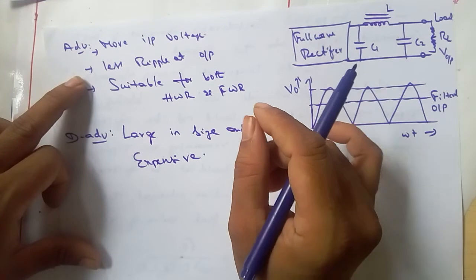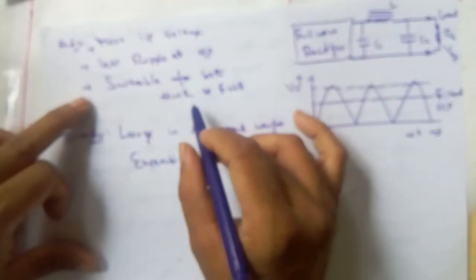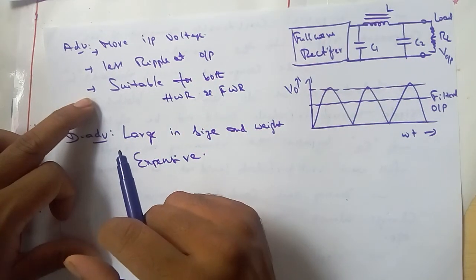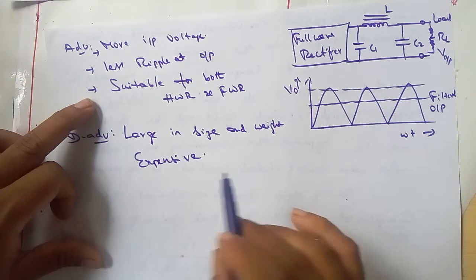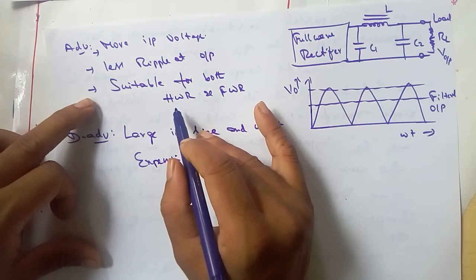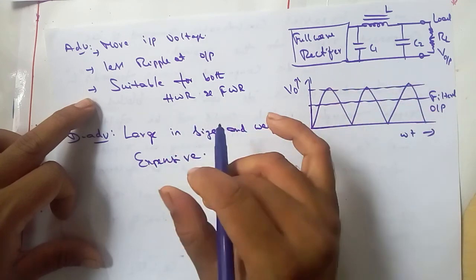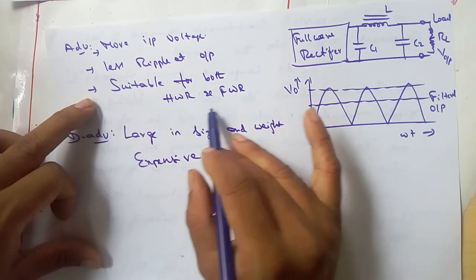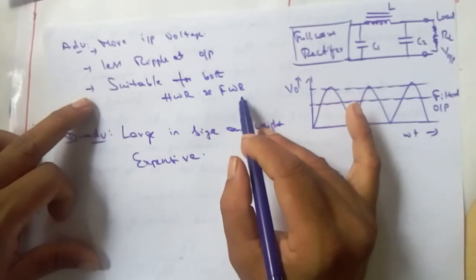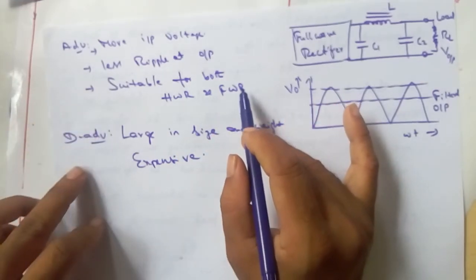Next, it is suitable for both half wave rectifier and full wave rectifier. But the previous one, the L section filter, is not suitable for half wave rectifiers. We are avoiding that by using the pi section filter. So it is suitable for both half wave and full wave rectifiers. Understood? Now, what are the disadvantages?